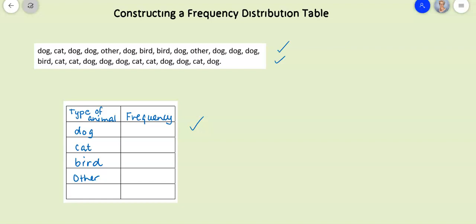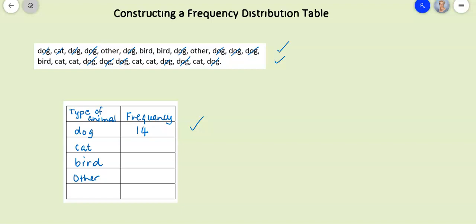Now what we're going to do is check how often each of these types of animals occur. So let's start with the dogs. We have 1, 2, 3, 4, 5, 6, 7, 8, 9, 10, 11, 12, 13, 14. So we have 14 dogs there. And I put that in the first cell in my right-hand column.